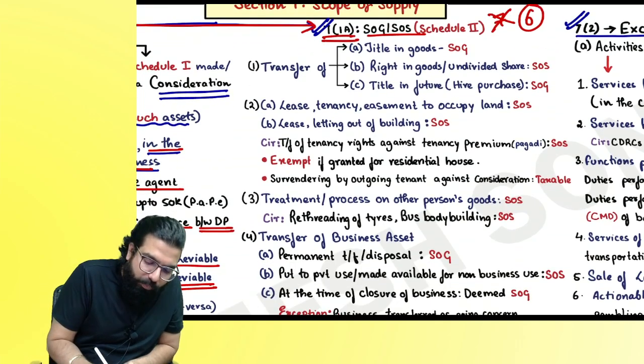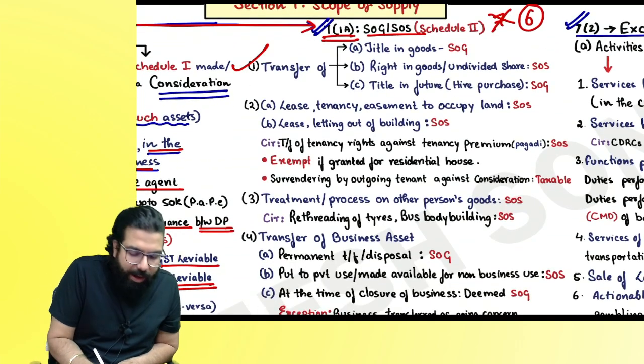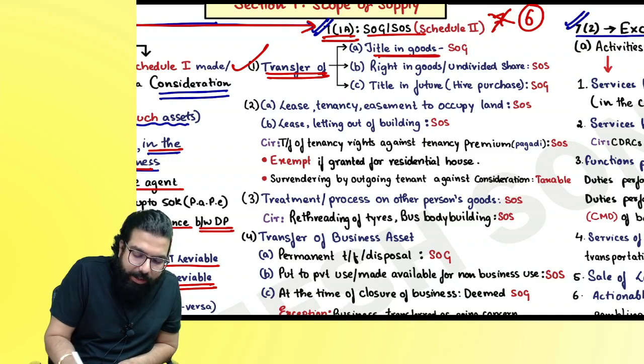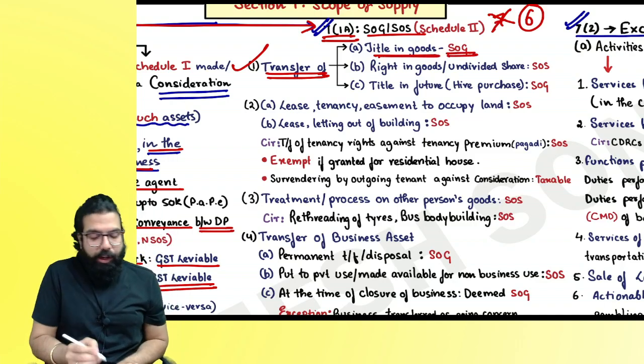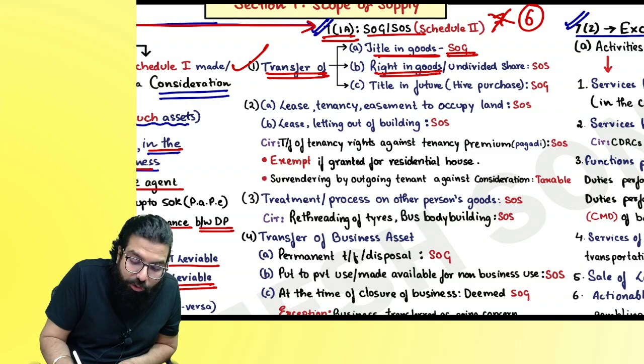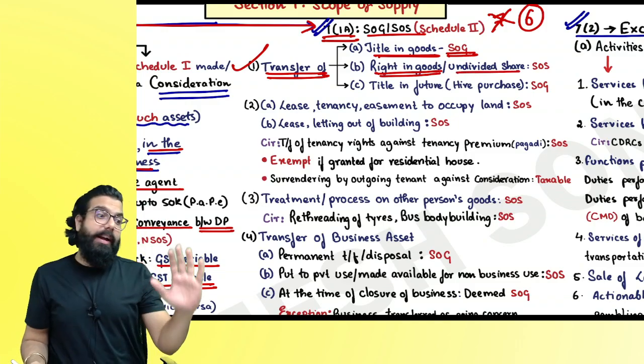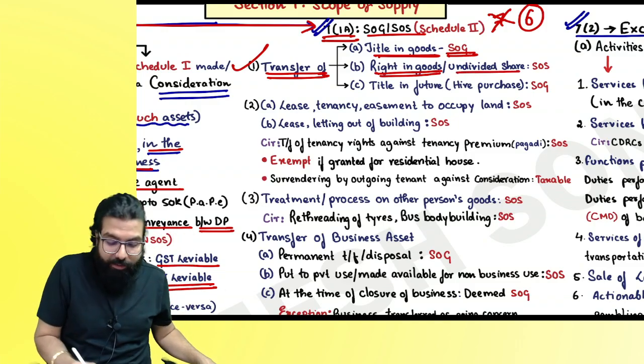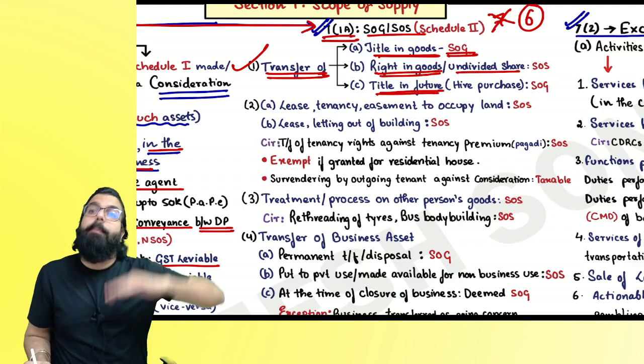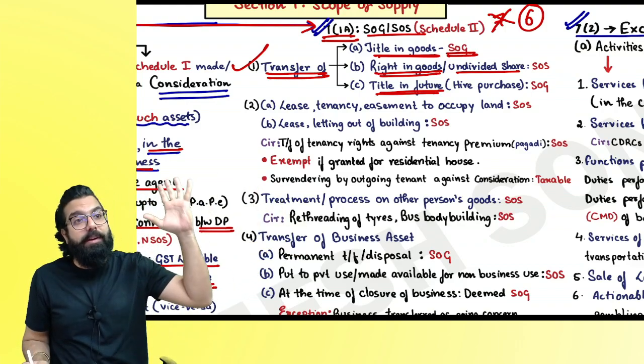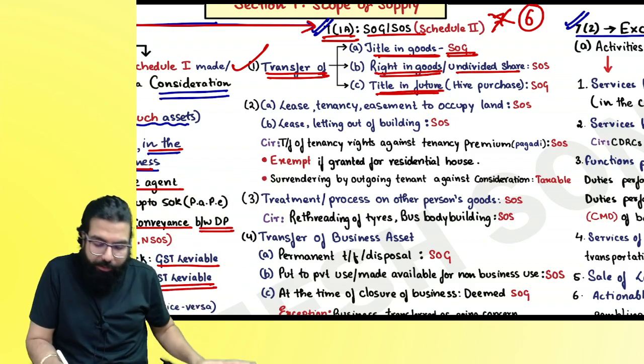In Schedule 2, the first paragraph says, if there is a transfer of title, then it's a supply of goods. If there is a transfer of right in goods or undivided share, it is always a supply of service. If there is a transfer which is going to happen in future, right, hire purchase, supply of goods.